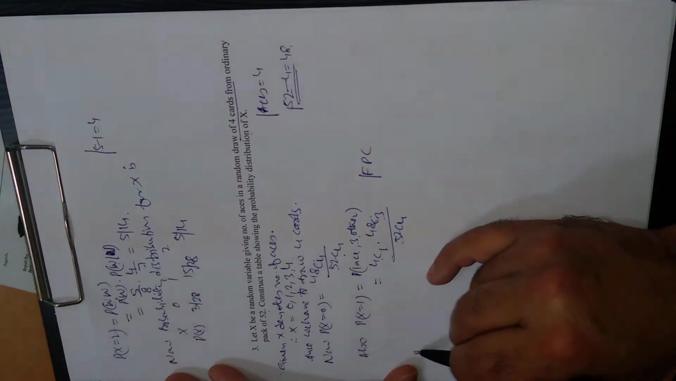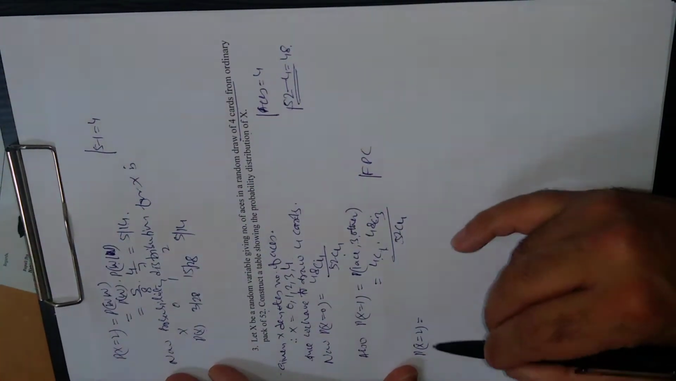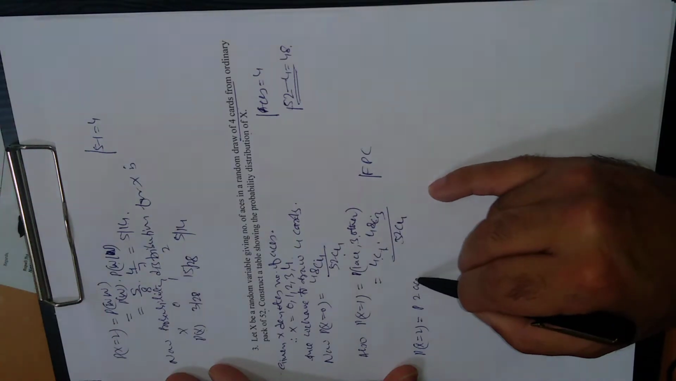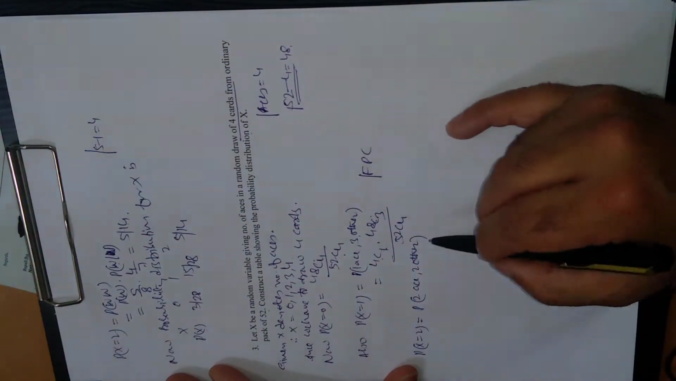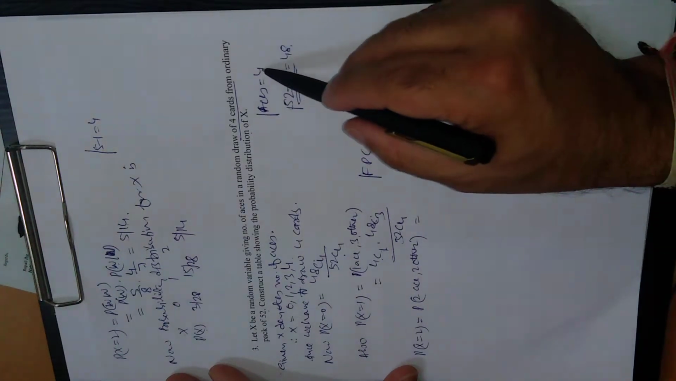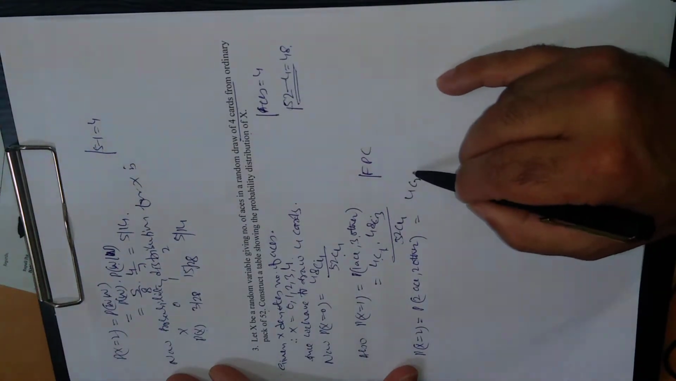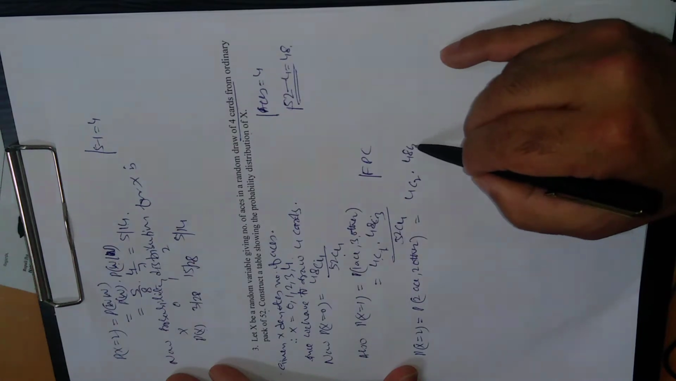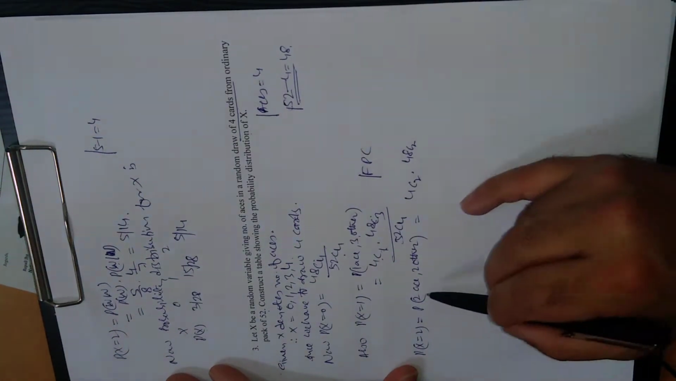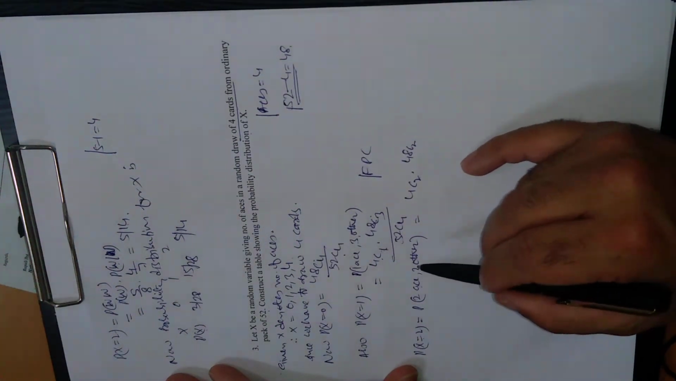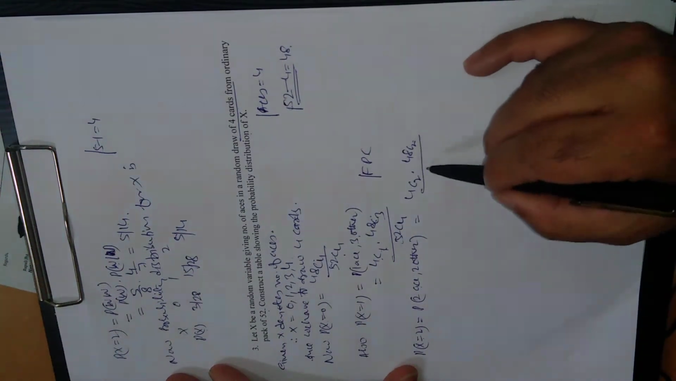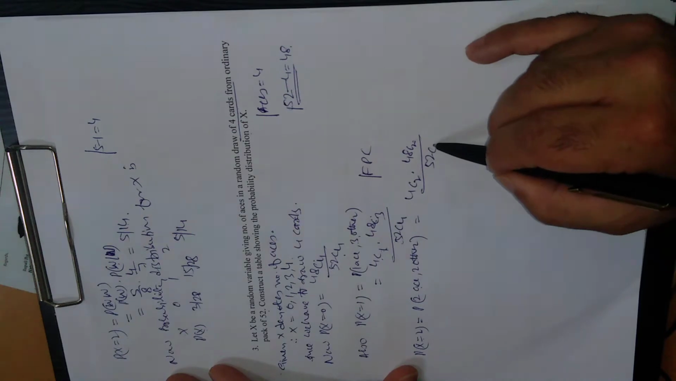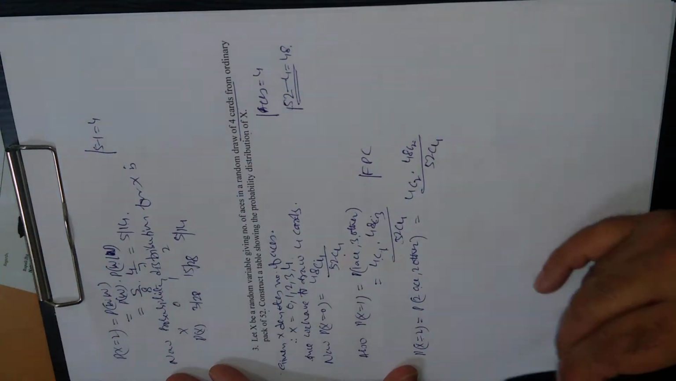Alright, the next case is P of X is equal to 2. That means 2 aces and 2 other cards. So out of 4 we have to select 2, again a combination, and out of 48 we have to select 2. X is equal to 2 means 2 aces and 2 other cards. These are the favorable cases, again multiplying because of the fundamental principle of counting, and total cases are out of 52 we have to select 4, again a combination.